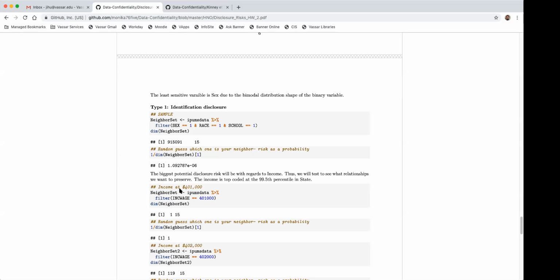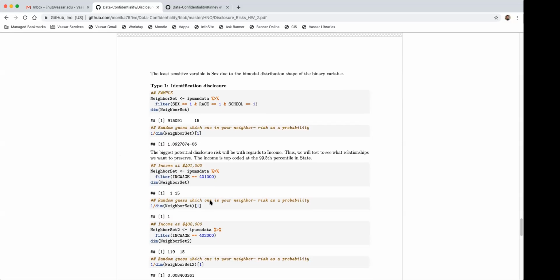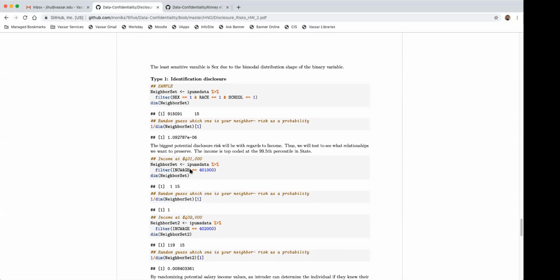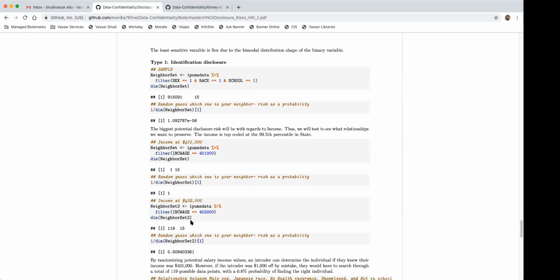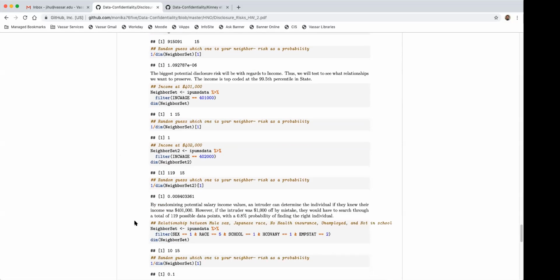For example, let's say we knew the income of the individual was $401,000, which is crazy, but we would be able to know exactly who that individual is. But let's say they were only $1,000 off and it was $402,000 for the salary income, then we would have to select between 119 individuals. That's something I want you to note and be wary about.